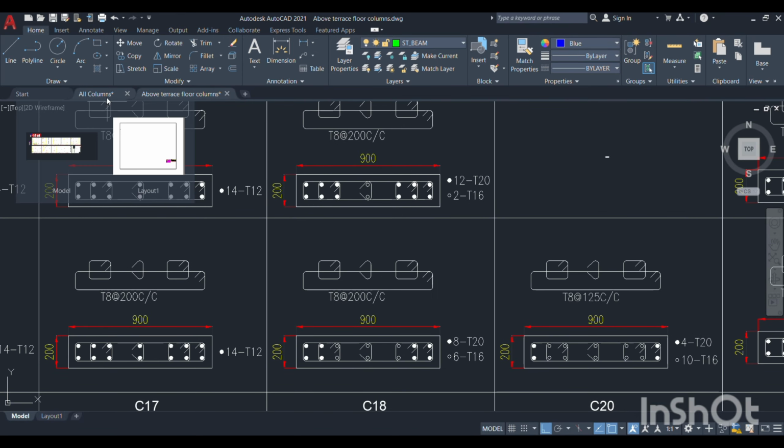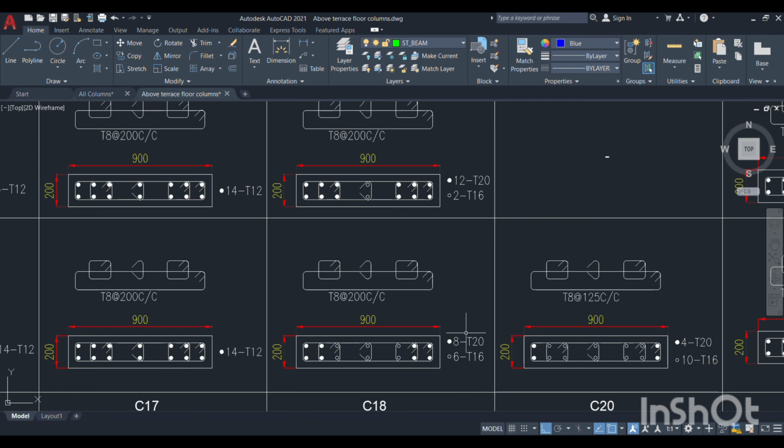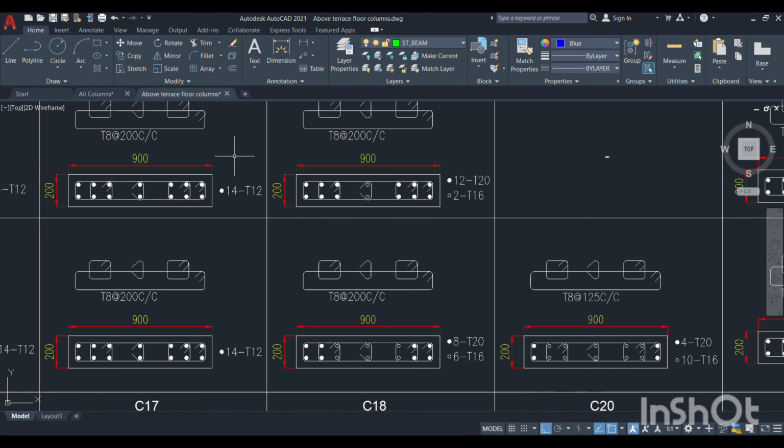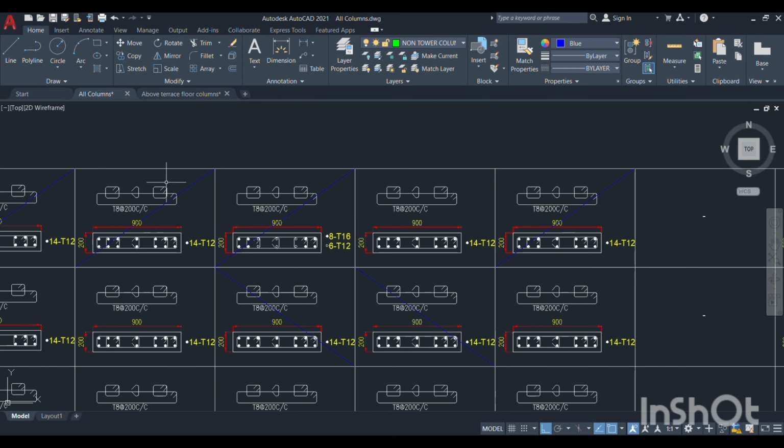So what we have to do: there is no 12 mm dia rod coming at the 11th floor. So all you see here is expired; we should not follow this. Here only 14 number of 12 is there. All these 14 number of 12 have to be terminated at this level, and all these new rods have to be added over here. For that, go to C18.